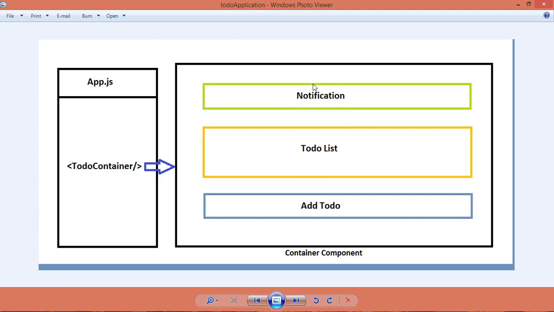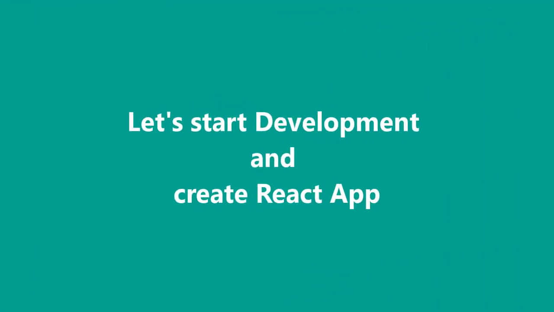This notification will be responsible for displaying the notification, and this to-do list will be responsible for listing the to-do application, meaning listing the tasks. And this add to-do component will be responsible for adding a new task to the to-do list. Okay, and I have provided a link in the description of this video where you can get this project.